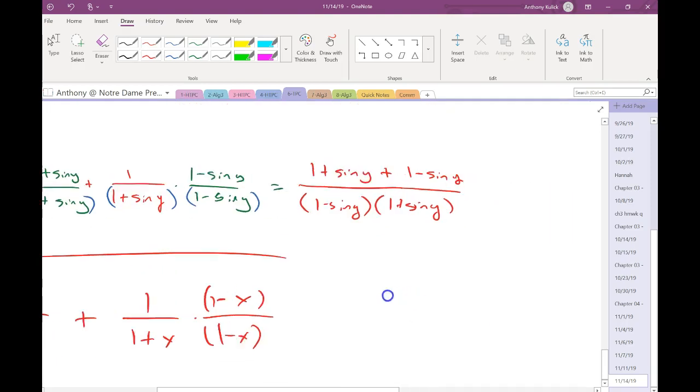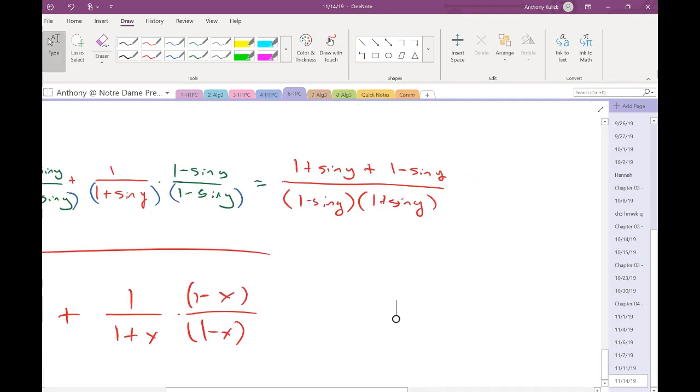So in the top, I have two things that are being added together, and in the denominator, I have two things that are being multiplied together. So they're not the same thing, so we cannot cancel things. But what can we do? You can't do 1 minus sine on top and the 1 minus sine. Oh, right, you're adding.